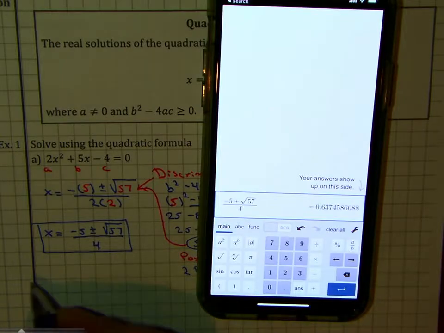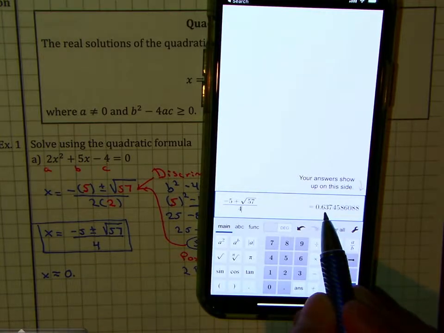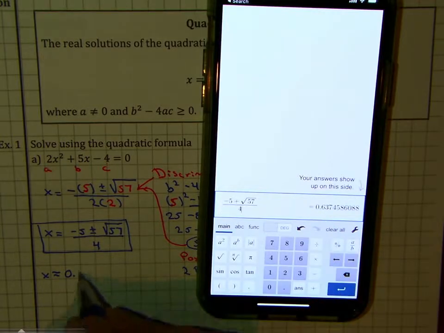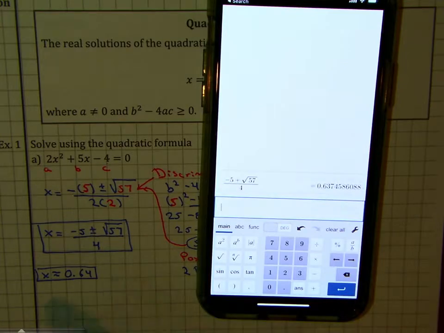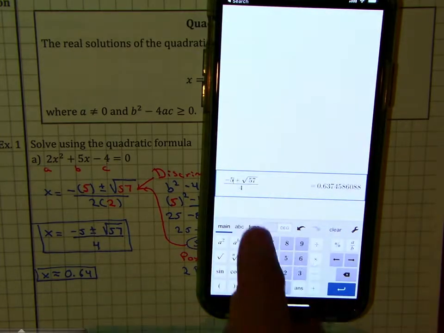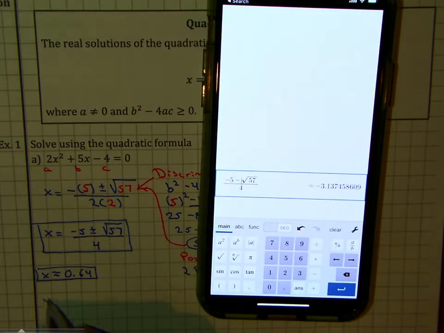So therefore, my first solution will be x is approximately 0. Let's do two decimal places, 0.64. That's my first solution. And let me just press enter. And let me do another one. Actually, I'm just going to go in here. And what's nice is I can go back and just type in with a minus. And therefore, my other solution is approximately negative 3.14.